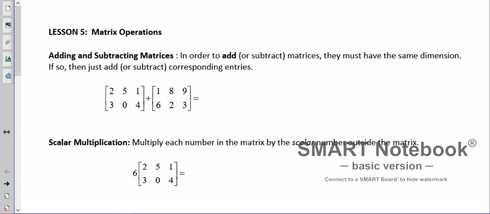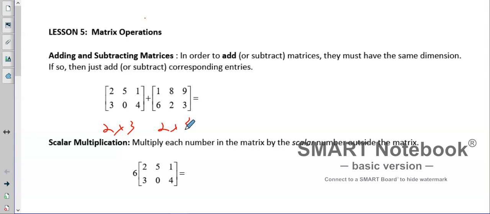All right, lesson 5, matrix operations. So when you're adding and subtracting matrices, you can only do it if they have the same dimensions. If you look at these first two, for example, this is a 2 by 3 and this is a 2 by 3. You can do it. If this was add or subtract, it doesn't matter, you could do the operation.